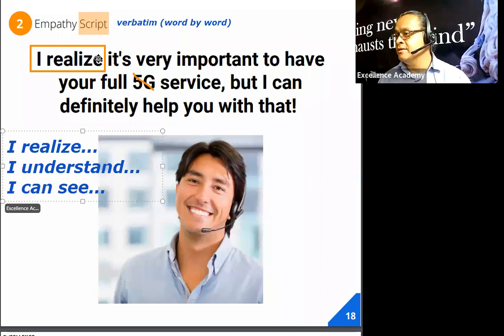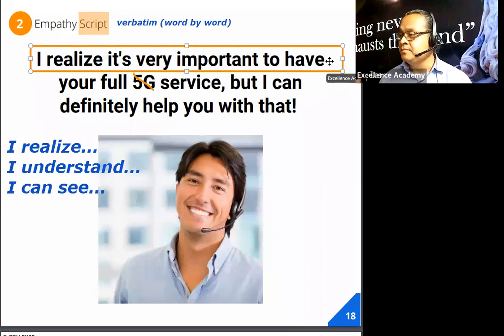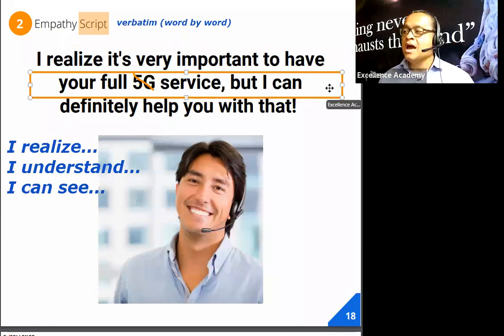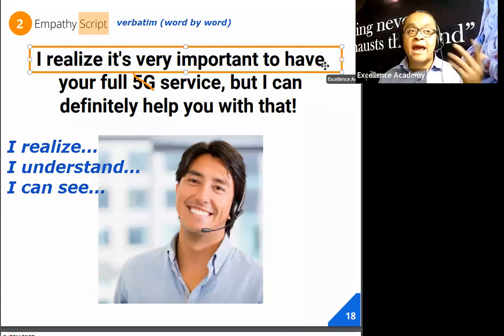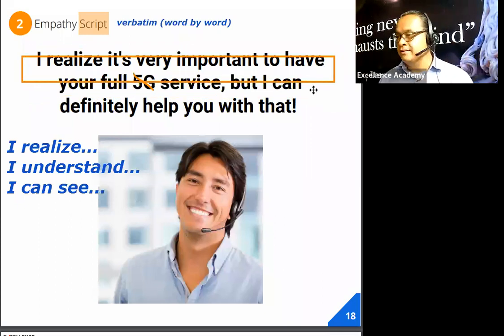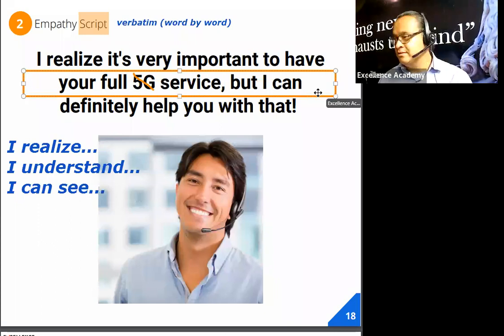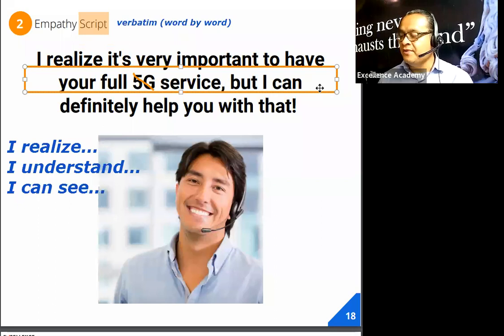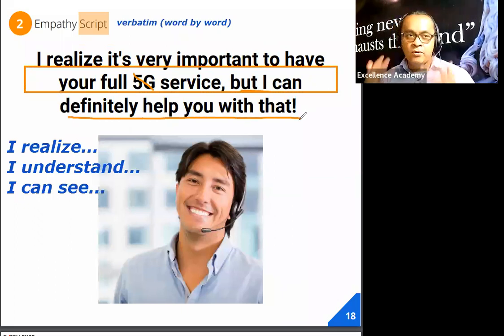To begin, you can start memorizing this script. I realize it's important, not for you. That's incorrect. I realize it's important to have your full service. I realize it's important to have your internet. I realize it's important to have your complete service, so make emphasis on that, okay? I realize it's important to have your full 5G service. And after that, we have assurance of help. But I can definitely help you with that. So always assurance of help.